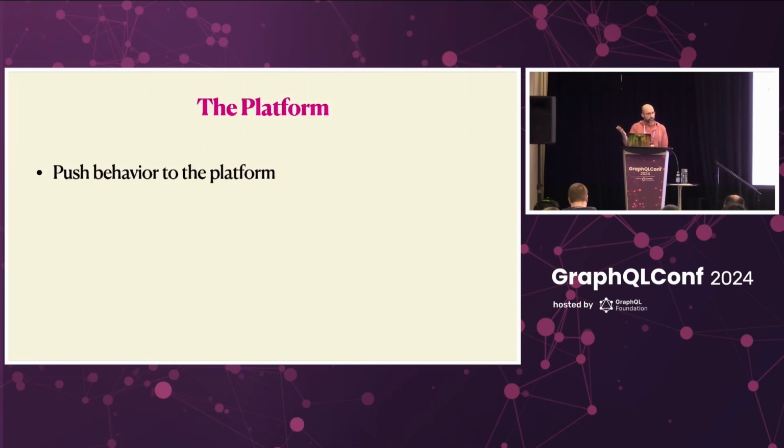All right, so the takeaway for this: push as much of your common behavior as you can down to the GraphQL Gateway level. The upside here is you're basically making your engineering spend more efficient.